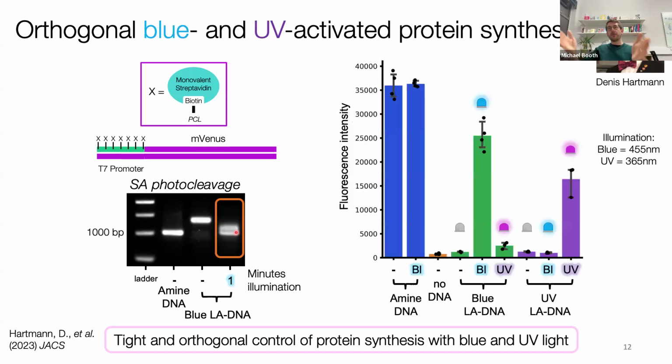And so when we put both of these blue and UV light activated systems together, we can get this orthogonal activation, where with the amine DNA, it always expresses, but now with the blue DNA, it only expresses when you shine blue light, not no light or UV light. And the UV DNA only activates when we shine UV light and not blue light or no light. So we get this orthogonal activity, and this is something that had never been seen before with either SNAK cells or with nucleic acids.